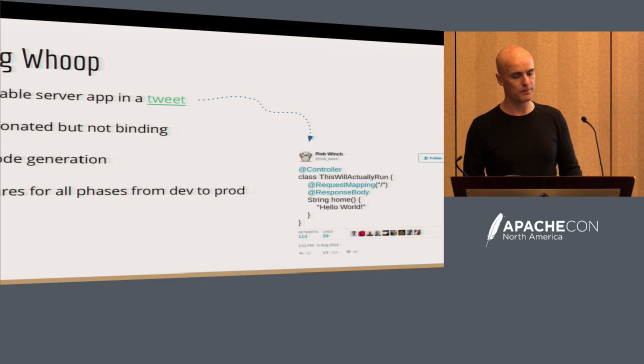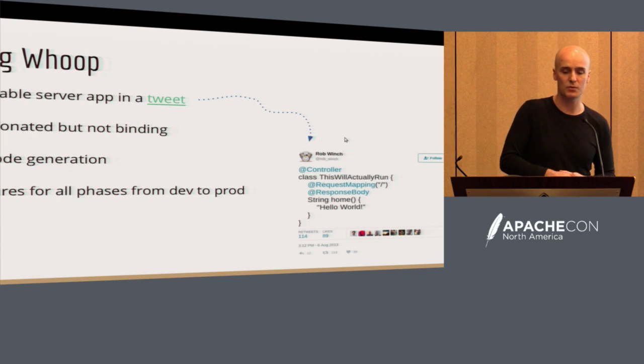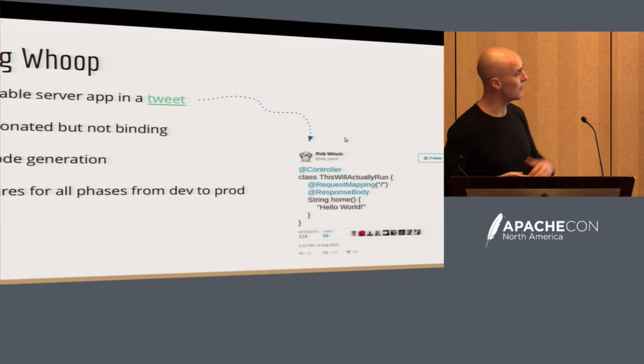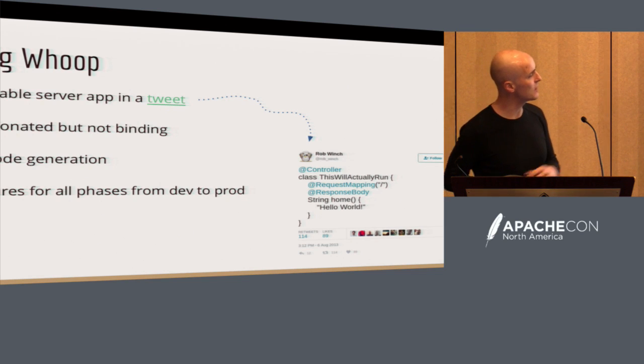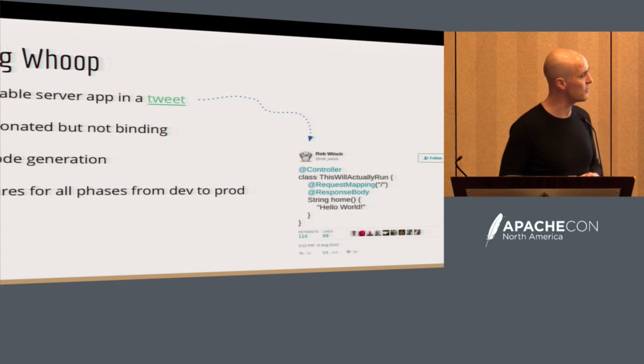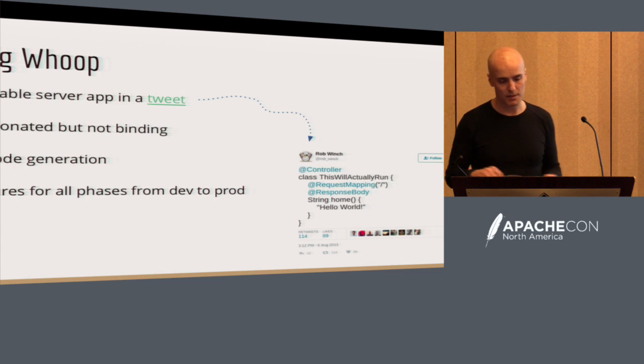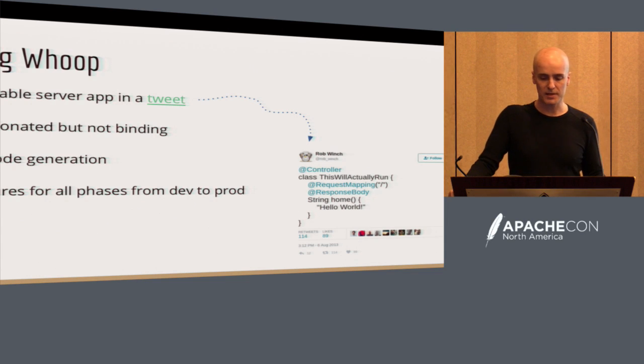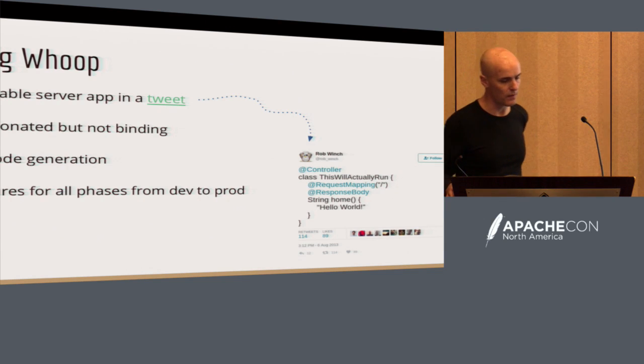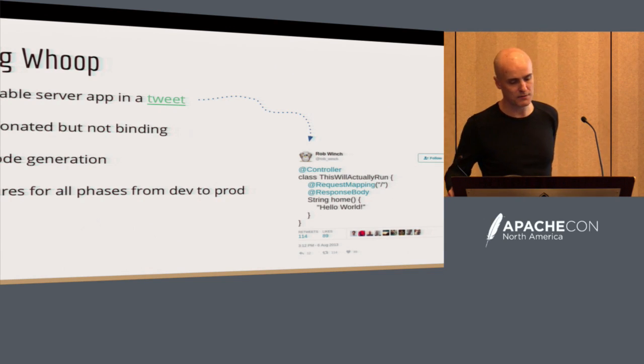So what's the big deal? Well, for once, you can create a runnable server application in a tweet. And you can see that tweet. And there were further suggestions to remove one more line, because you can make it a REST controller and remove response body. So it can be even shorter than that. But basically, you take this and you can run it with nothing else, just with Groovy and from the command line, and that downloads everything it needs.